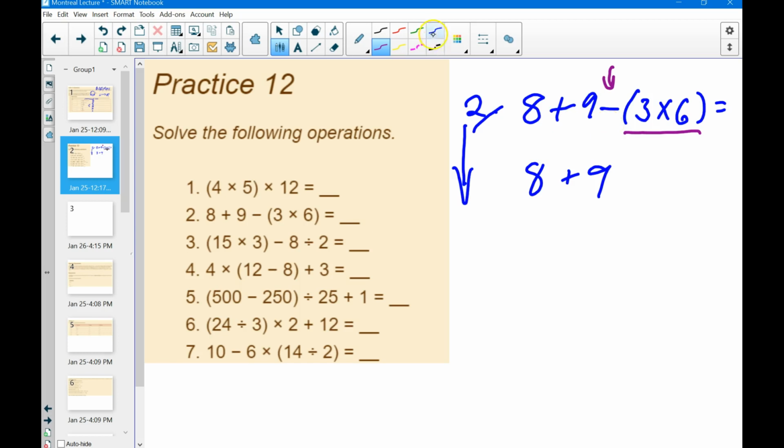So we'll do what's inside the brackets. The minus sign is going to stay here. And 3 times 6 is going to be 18. And going from left to right, I'm going to do this slowly so you can see what's happening. 9 plus 8 is 17. Minus 18. And you can see the answer is -1.